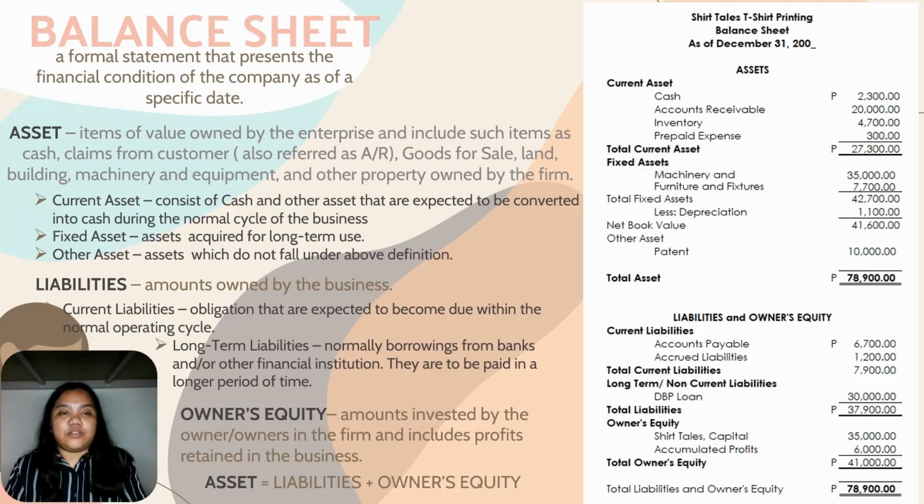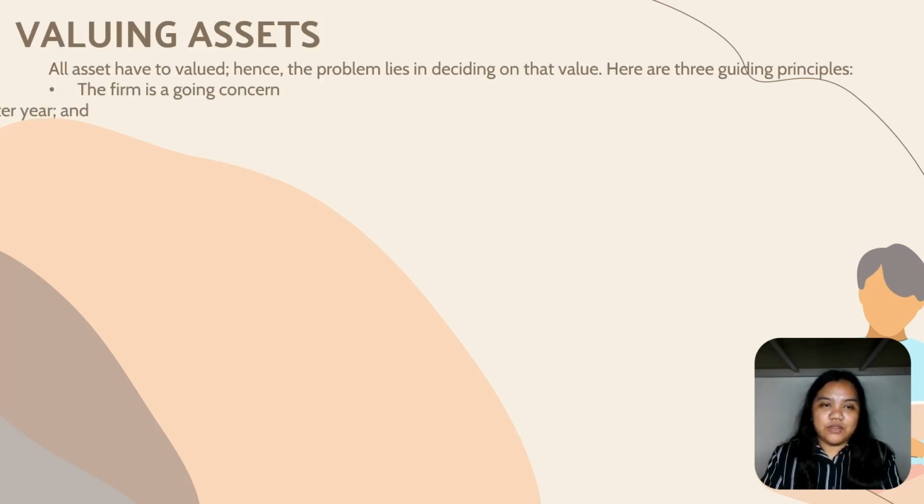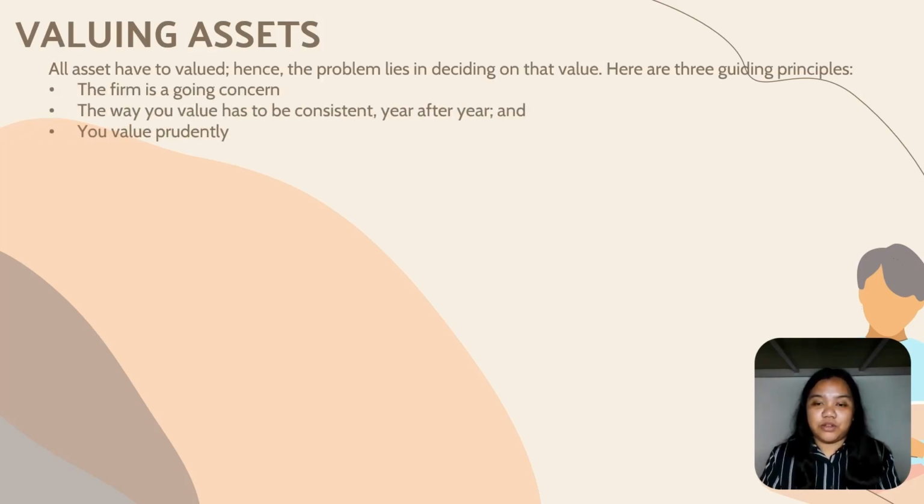The next is the owner's equity. You will see the amount invested by the owner, and it includes profits retained in the business, the retained earnings, or the dividends that the owner takes. The valuing of assets depends. But in valuing assets, all assets should be valued. The problem is just how you value them. The book gives 3 guiding principles.